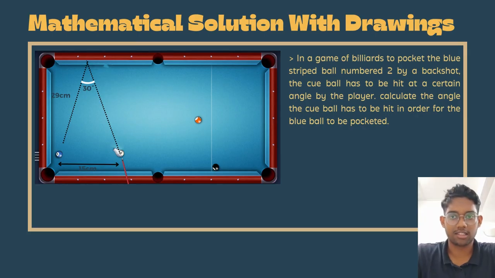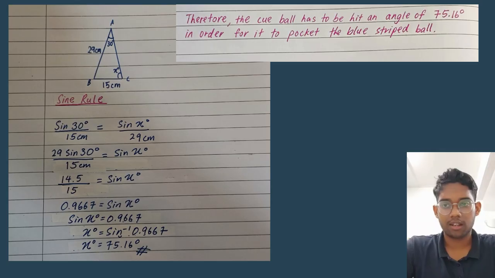Okay, now let's look at the next scenario. It's a game of 8-ball pool. In a game of billiards, to pocket the blue striped ball numbered 2 by a back shot, the cue ball has to be hit at a certain angle by the player. In this question, we have been asked to calculate the angle the cue ball has to be hit at in order for the blue ball to be pocketed through a back shot. Okay, now let's look at the calculation part for that question.